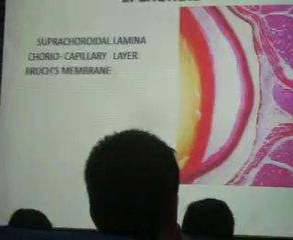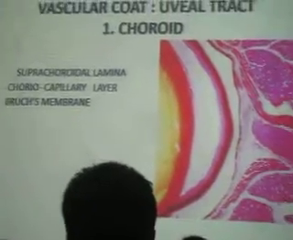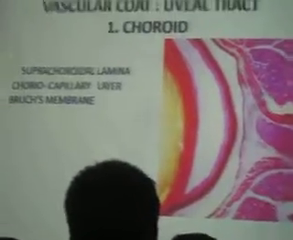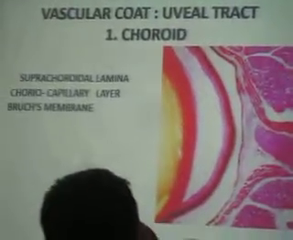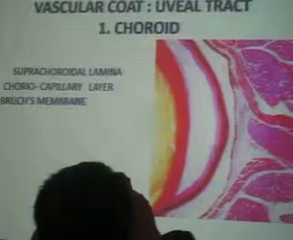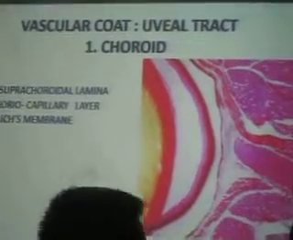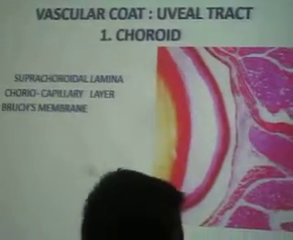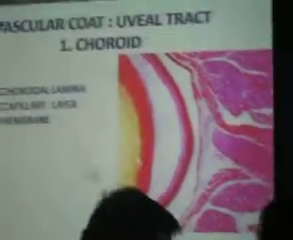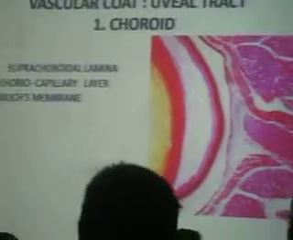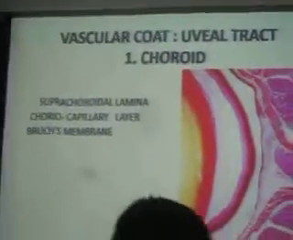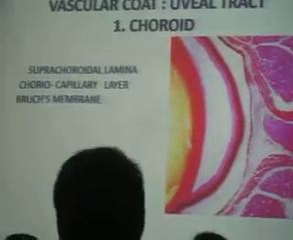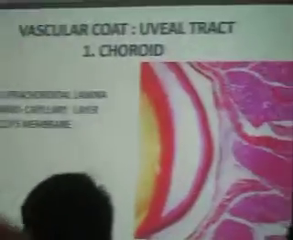Okay, for the vascular coat, you call it also uveal tract because this coat is very vascular and that will give you a violaceous color. Uve means violet. Diba? Uve is violet. Uveal tract, very vascular. Okay? So as I said earlier, it has 3 components. You have the choroid, diba? Ciliary body, and your iris.